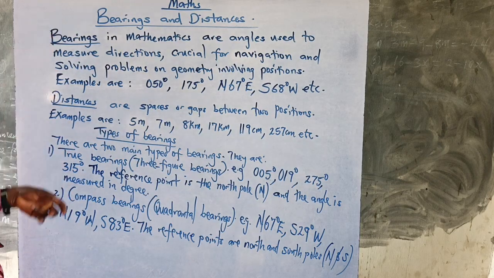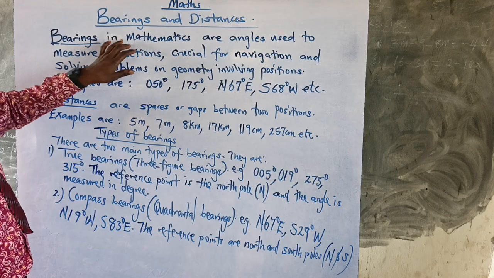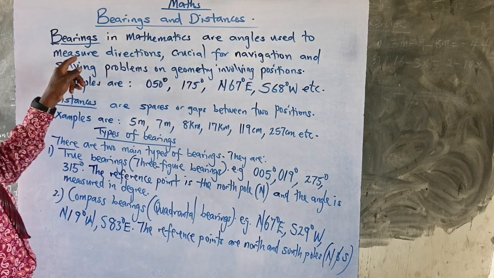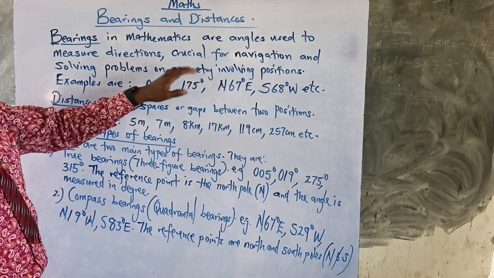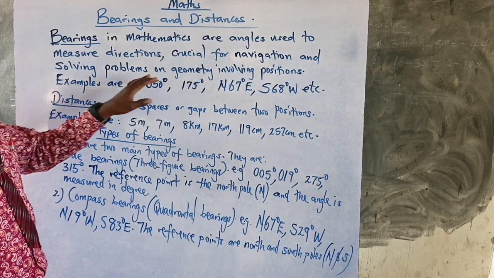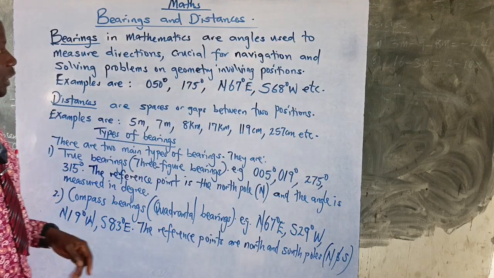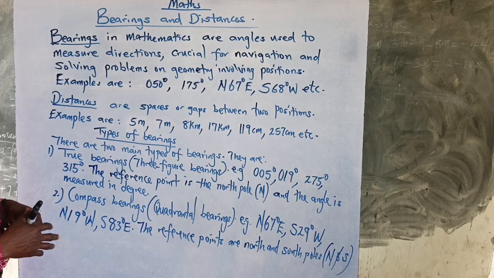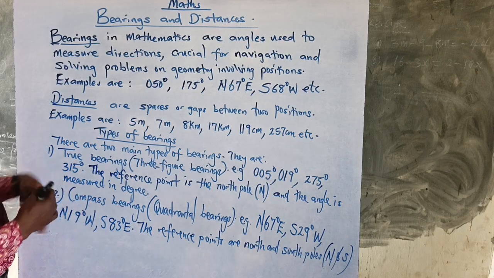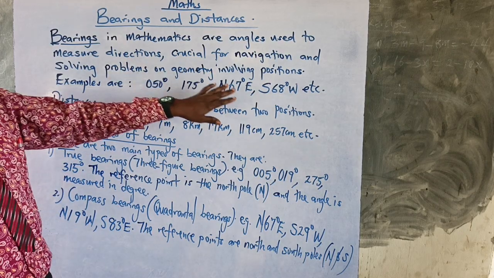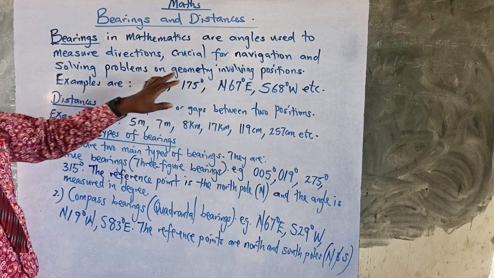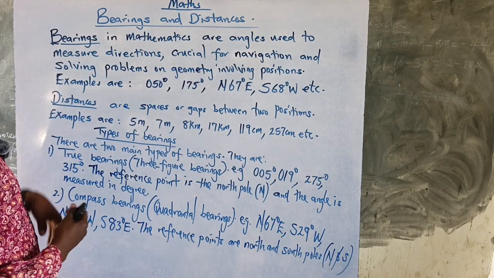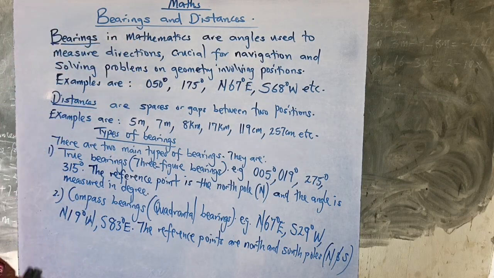Now, what is the meaning of bearing? Bearings in mathematics are angles. That is, in general, bearings in mathematics are angles used to measure directions, crucial for navigation and solving problems on geometry involving positions. So this is the meaning of bearings. That is, they are angles that we use to measure directions, crucial for navigation and solving problems on geometry involving position. So this is the simple meaning of this word bearings in mathematics.